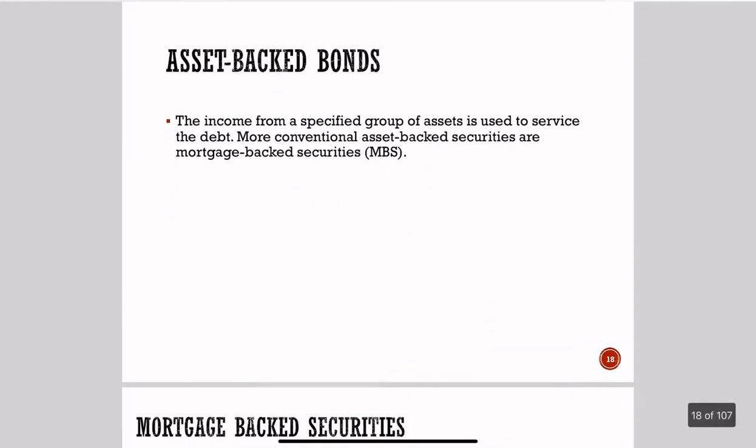Okay, now let's talk about asset-backed bonds. It's actually a derivative type of security. So basically, the income from a specified type of assets is used to service the debt. The most conventional asset-backed securities are MBS, that is mortgage-backed securities.